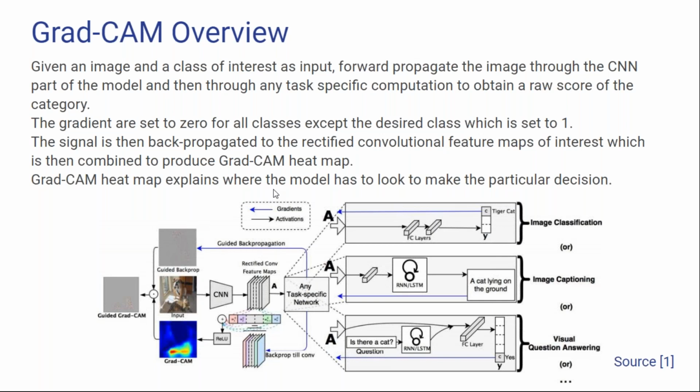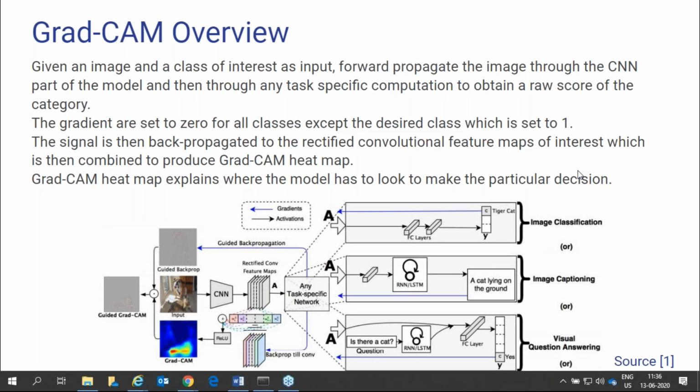Normally the loss gradient is the rate of change of loss with respect to the weights in different layers. Now here we are saying the rate of change of the logits y with respect to the convolutional activation values, capital A. So it's dy over dA instead of dL over dw. We are calculating the rate of change of output logits with respect to the convolutional activation map.